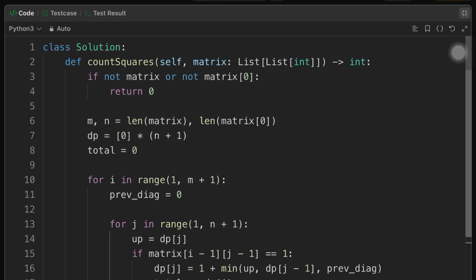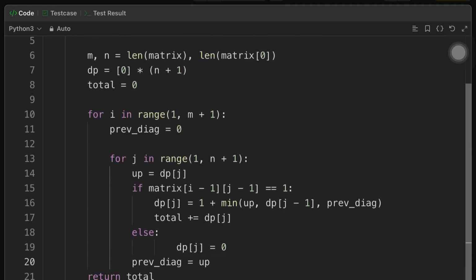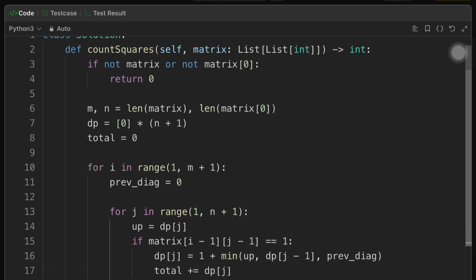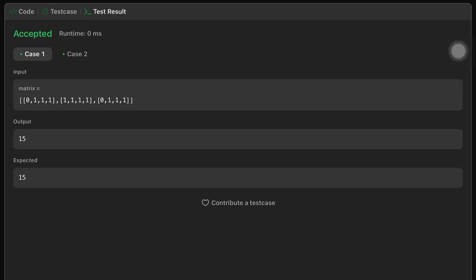Let's look at the Python code implementation. dp[j] holds the previous row's value until we overwrite it with the current row's value. dp[j minus 1] is the current row's left, already updated in this iteration. prev_diag preserves the previous row's dp[j minus 1]. We accumulate total by adding each dp[j] because dp[j] equals the count of squares ending at i, j across all sizes. Python complexity: O(m times n) time, O(n) space.